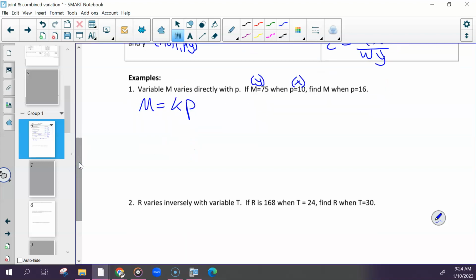Right? We know this is direct. So to find our direct constant, we have to divide 75 and 10. I believe that's 7.5. Yeah. The variables next to each other, yes. To find k is dividing. Right? So once we find our k, then we can put that back into our equation.